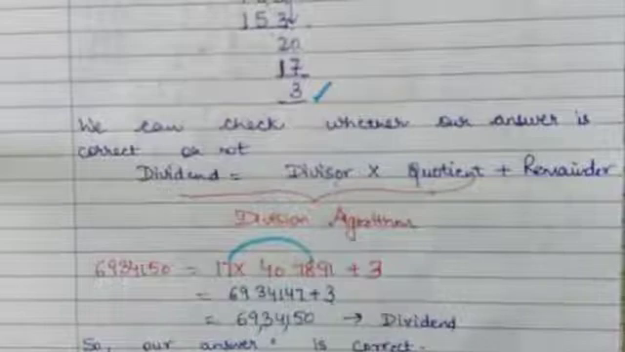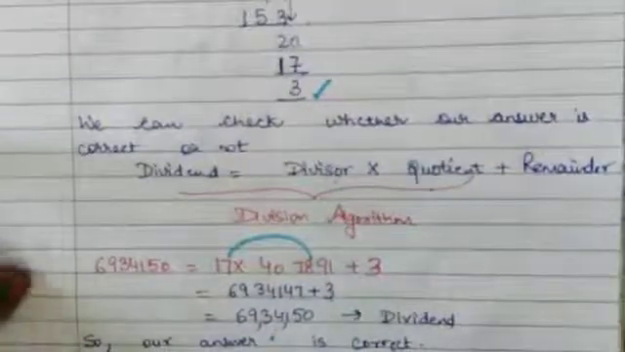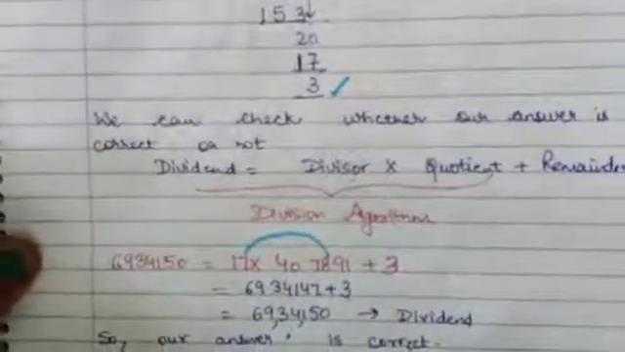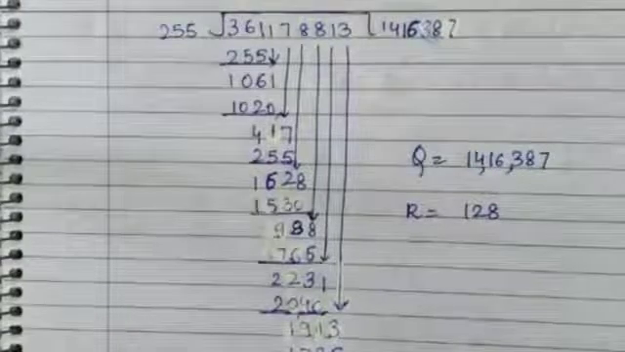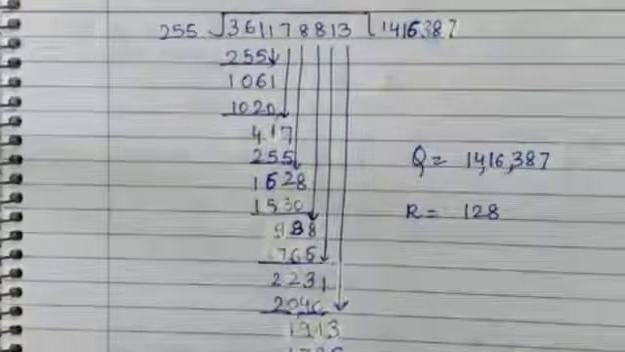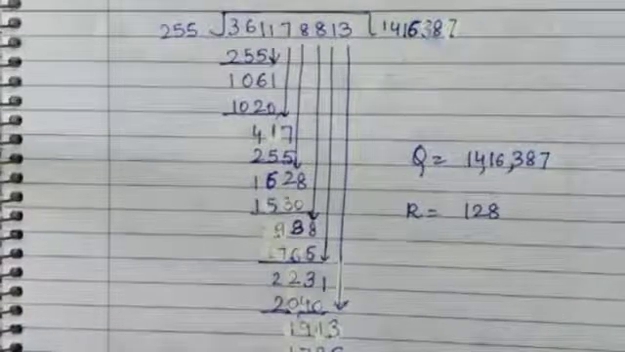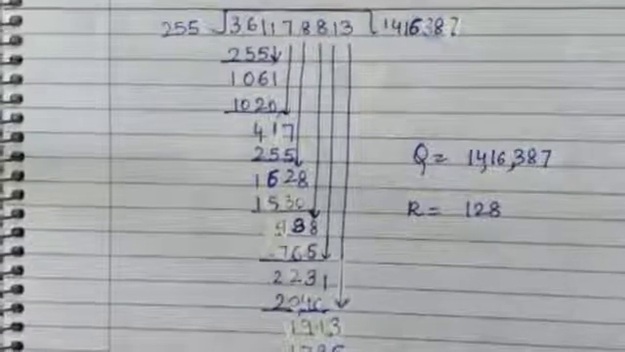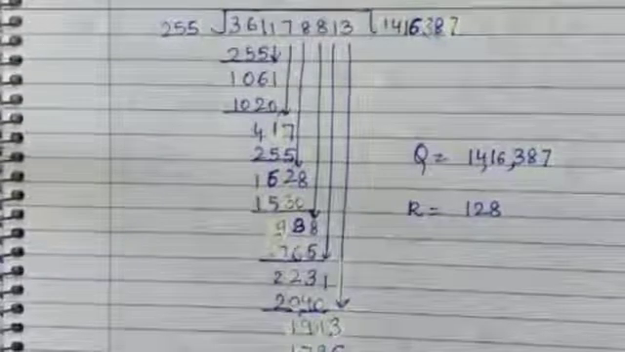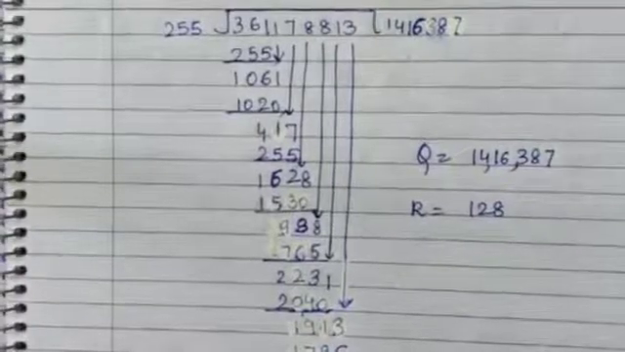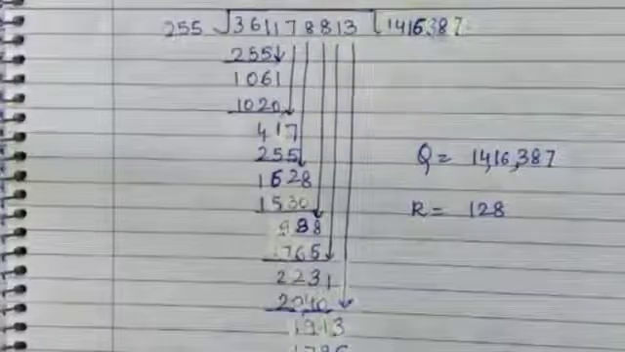Now children, you take a break for 3 minutes and do the following question. The question is we have to divide 36 crore 11 lakh 78,813 by 255. This is also a simple division, but you have to be very careful because you have to do the multiplication also along with the division.